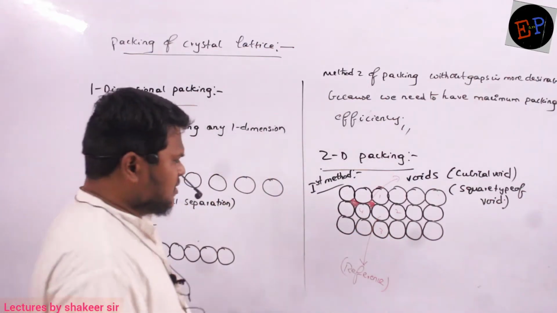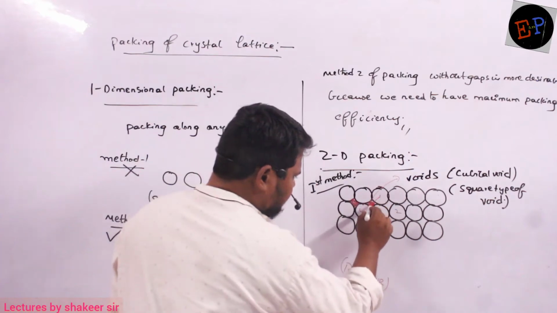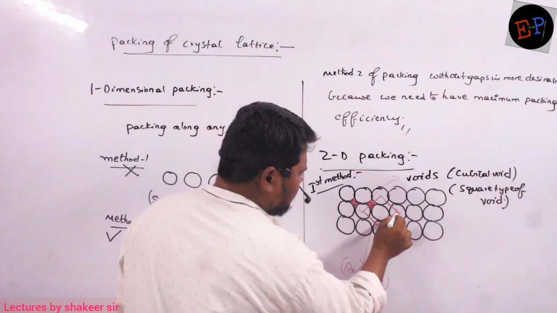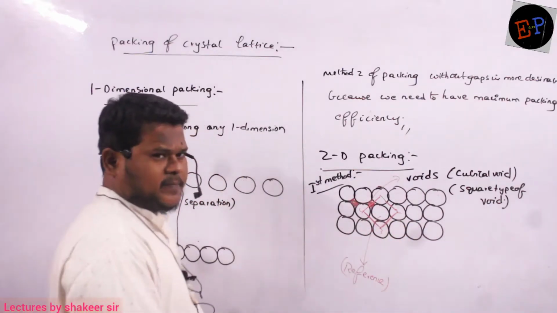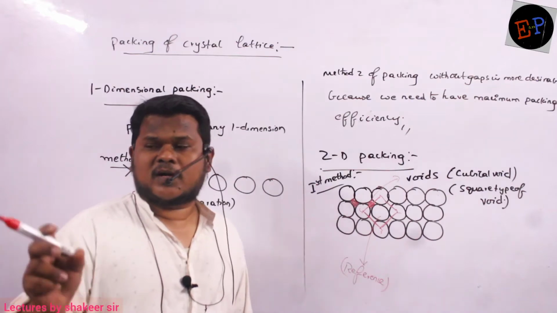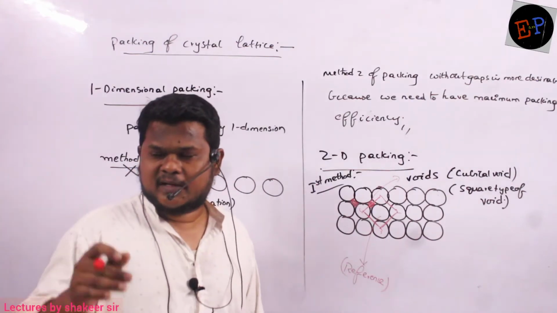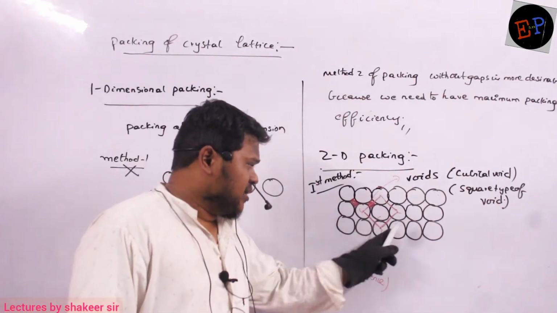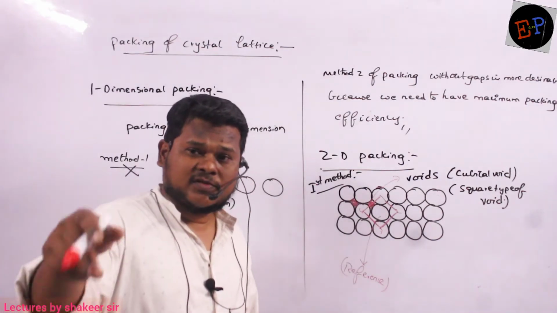Are you able to understand? So therefore, if I draw a figure here, clear, no? What is the figure formed? Square. So that is why this type of packing we can call square closed packing, because the unit cell which is formed here is in the form of a square.